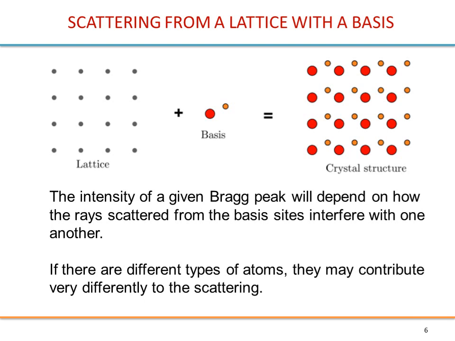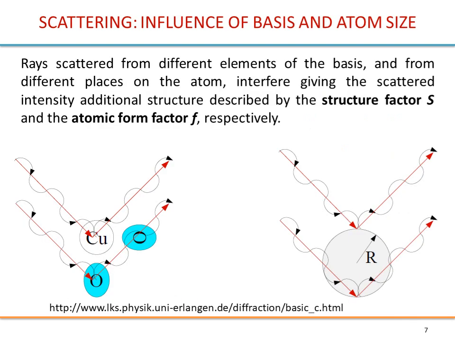And different types of atoms, of course, may contribute very differently to the scattering. So let's take an example. Here we have a basis. So this is one lattice point. So we have a basis of one copper atom and two oxygen atoms. So you see that these atoms may scatter light differently. So even though they belong to the same lattice point, the atoms within the basis can interfere with each other.